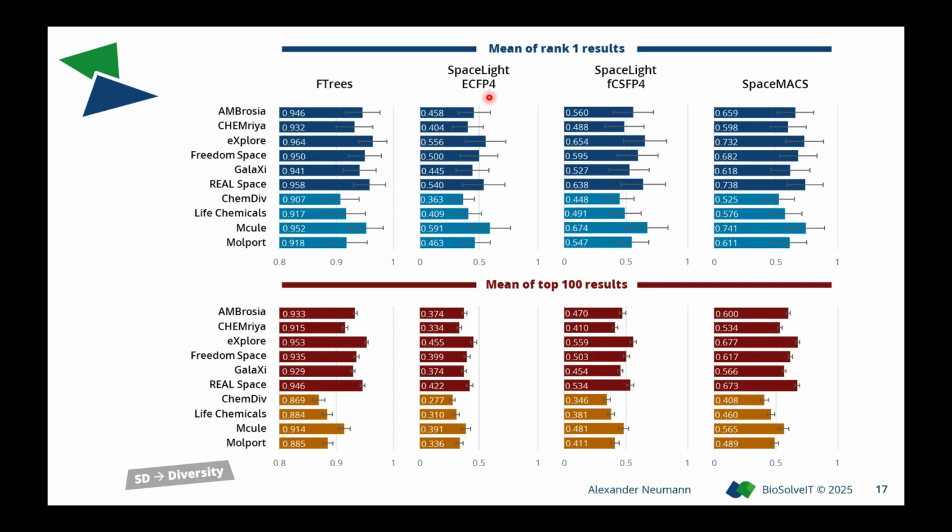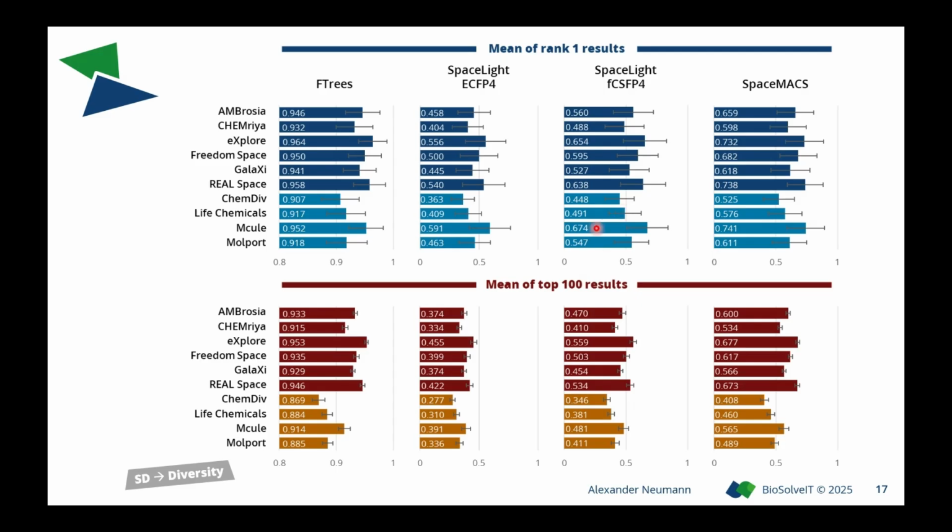For SpaceLight, we employed two different fingerprints, the most well-known ECFP4 and one fingerprint that was developed not exclusively, but especially to screen on our combinatorial chemical spaces, namely FCFP4. And the trends among all three methods remained ultimately the same. So chemical spaces were better than compound libraries, but MQ was able to keep up with the chemical spaces, at least for the top ranked result here.